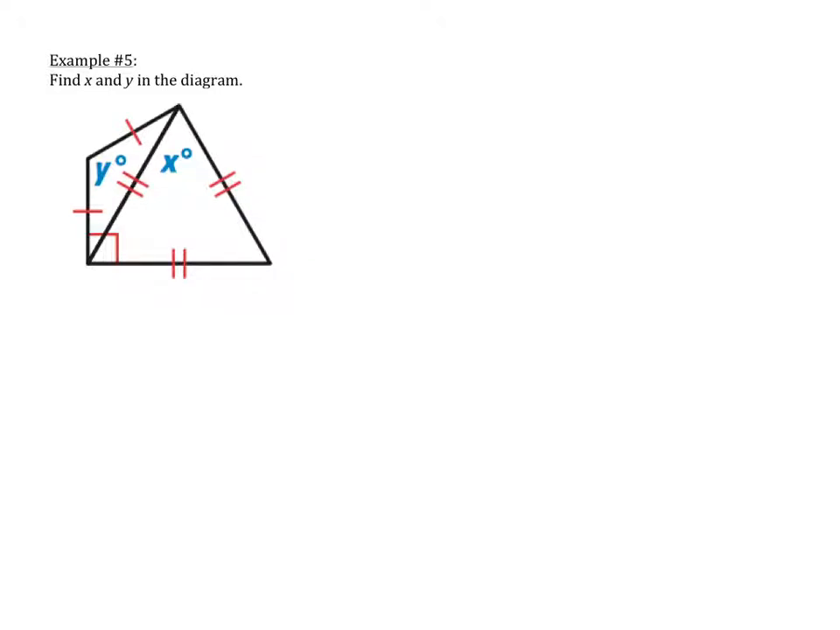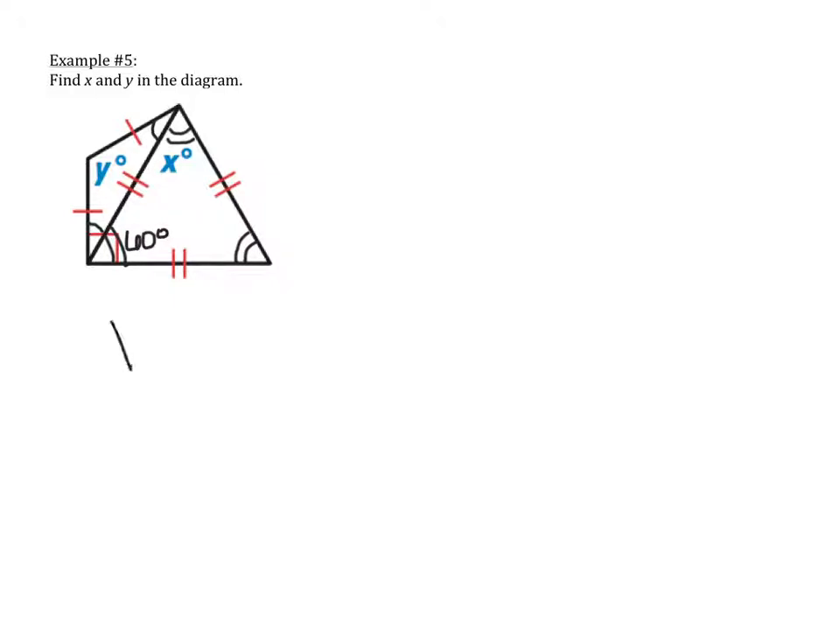Find x and y in the diagram. So let's just take a look at what we are given. We are given that this side is congruent to this side. So that means that this angle is congruent to this angle. We are given that all three sides in this triangle are congruent. So therefore, it's equilateral, so it's going to be equiangular. So I'm marking it as I go. If this triangle is equiangular, that means that each angle is 60 degrees.